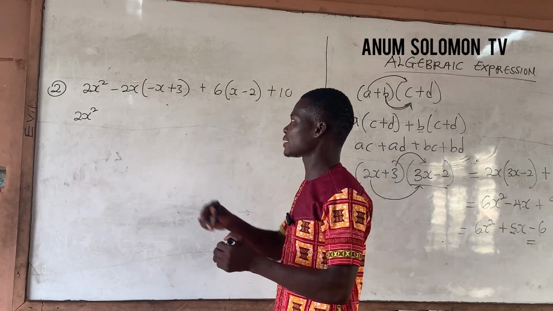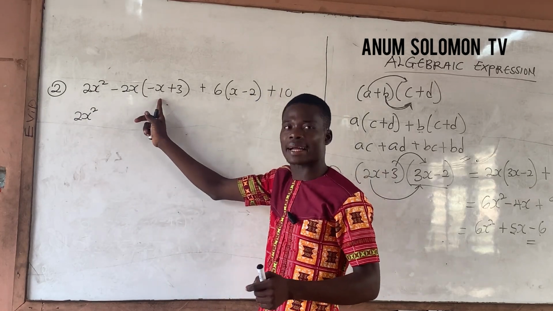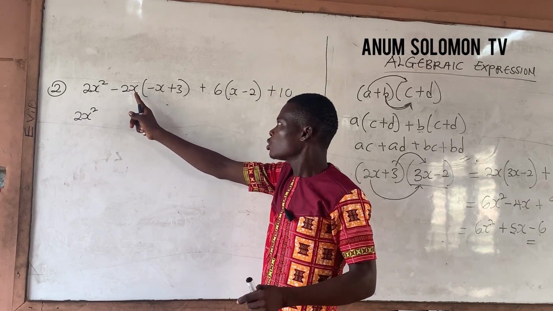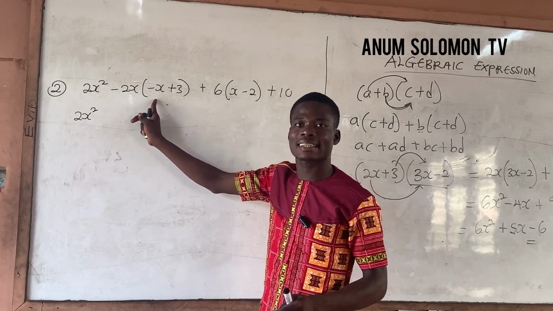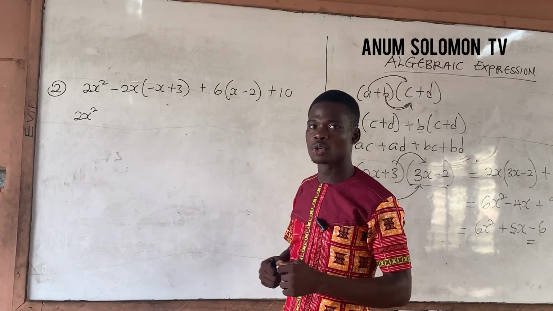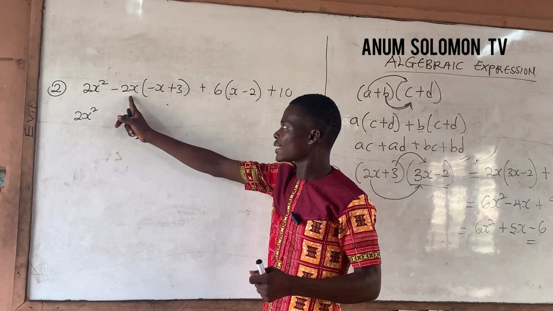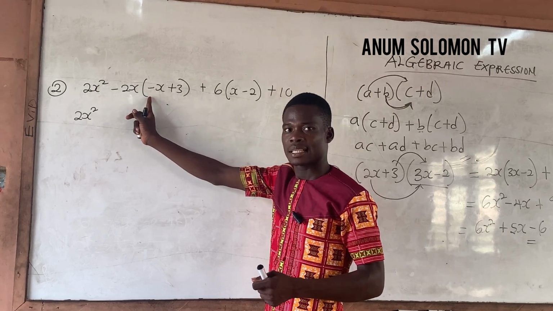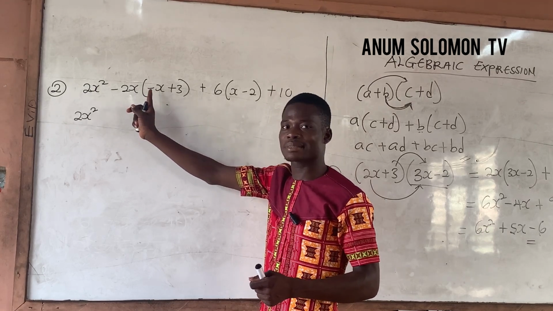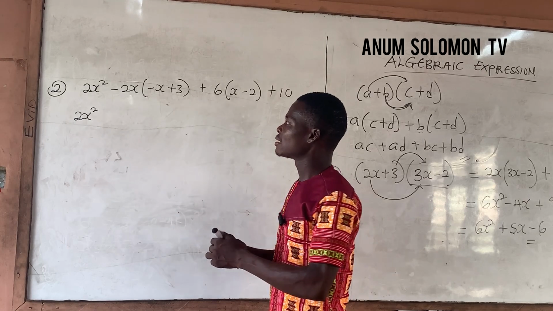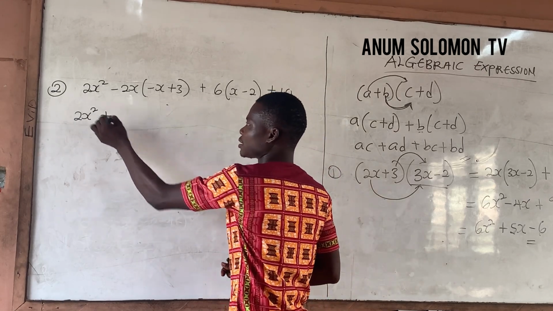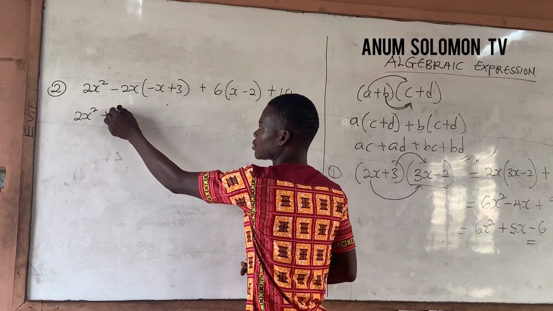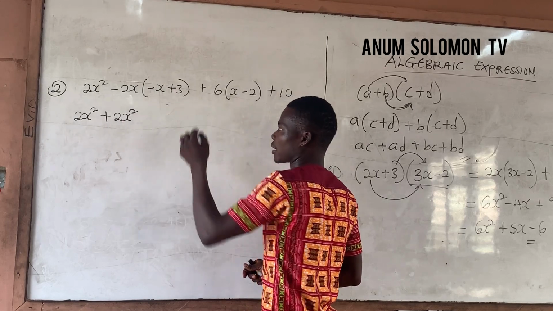So at this point, the term outside this bracket is minus 2s. So we have to take the minus 2s to multiply each of the terms in this bracket. On this note, minus 2s times minus s, we have negative by negative. Since they are of the same sign, the result will be what? Positive. So 2s times s is 2s squared.